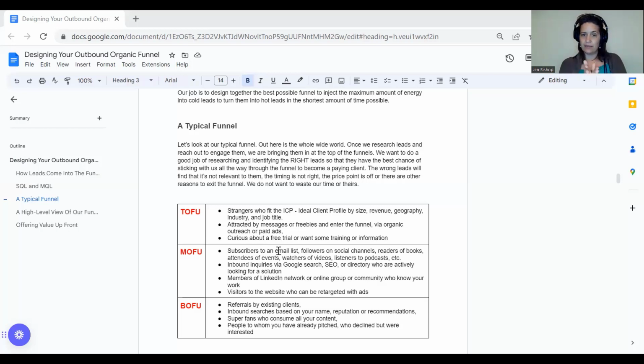Then at the bottom of the funnel, these are the hottest kind of leads. These are people that are referred by an existing client, and they're hot because they get a strong recommendation from someone they like and trust. Plus, they're probably already looking for a solution, and so they come pretty much pre-sold. Now, if people know your name or your reputation, they're going to look you up. Just having your name out there online means people can Google you.